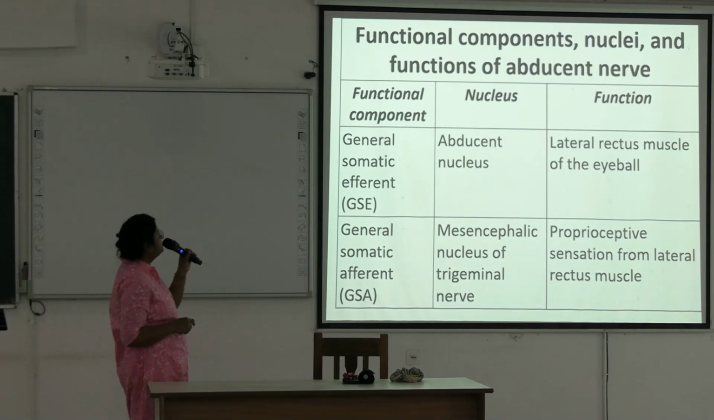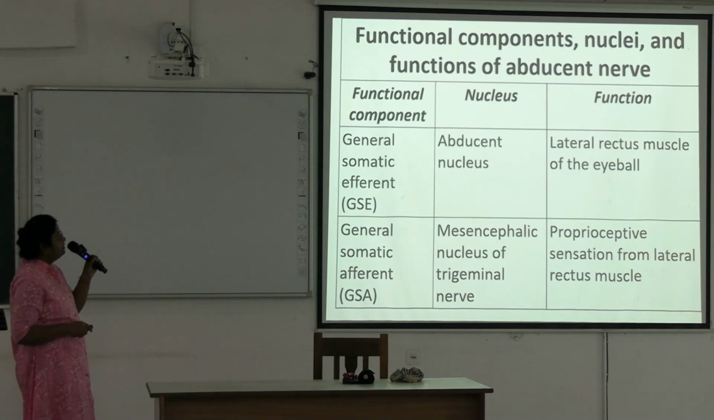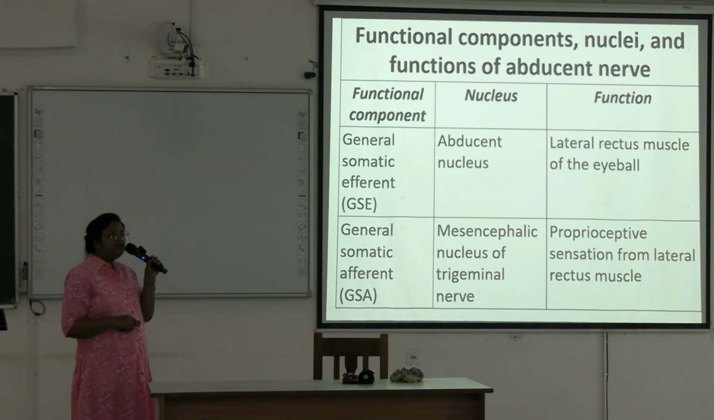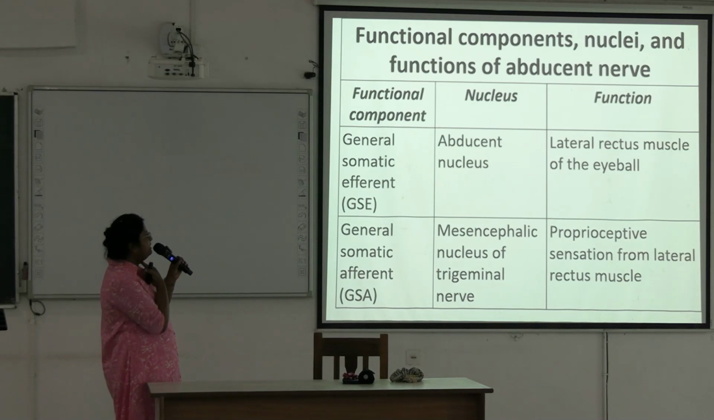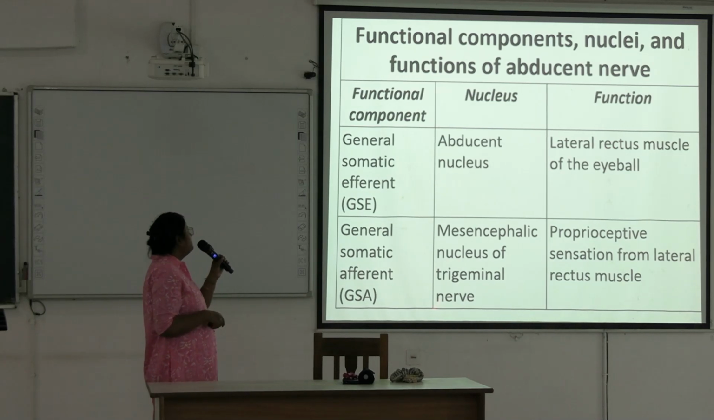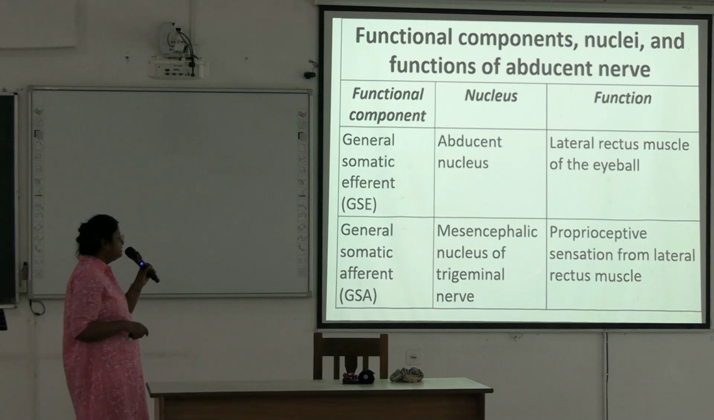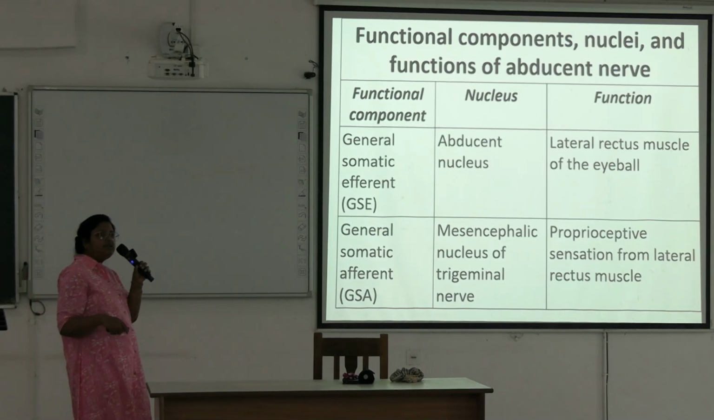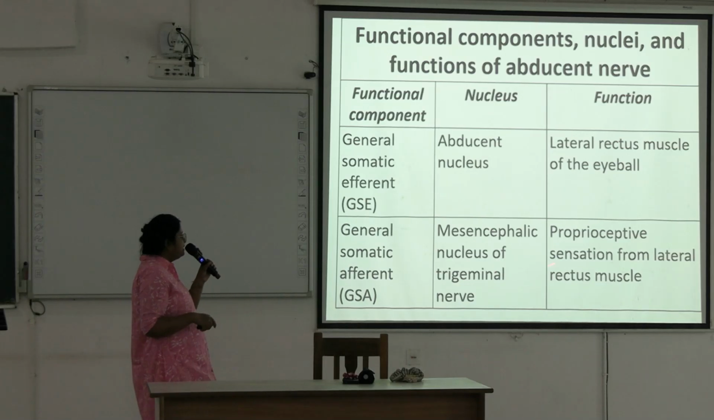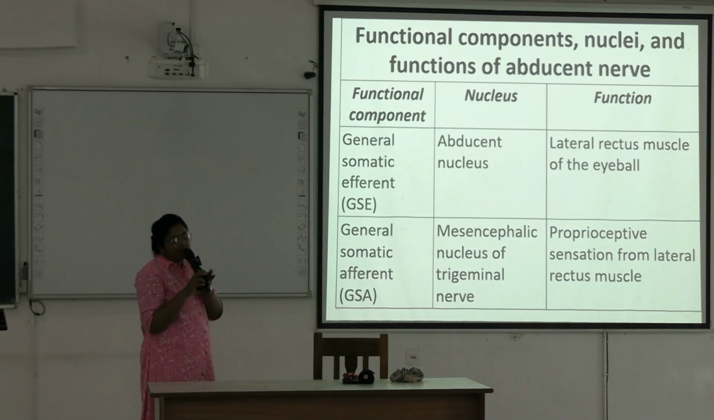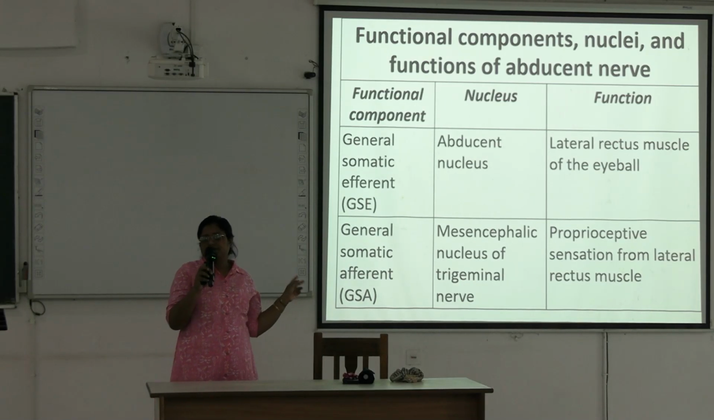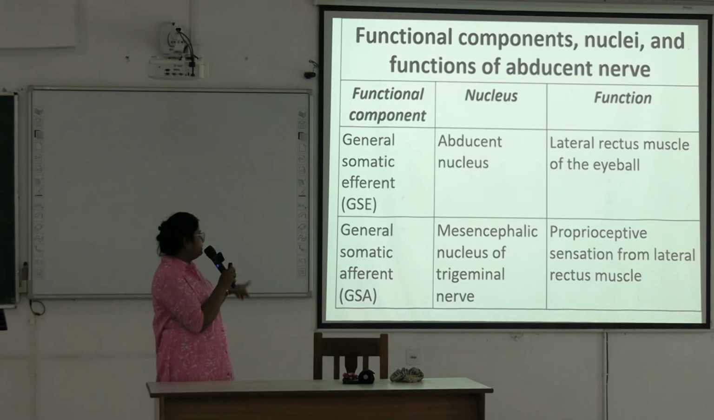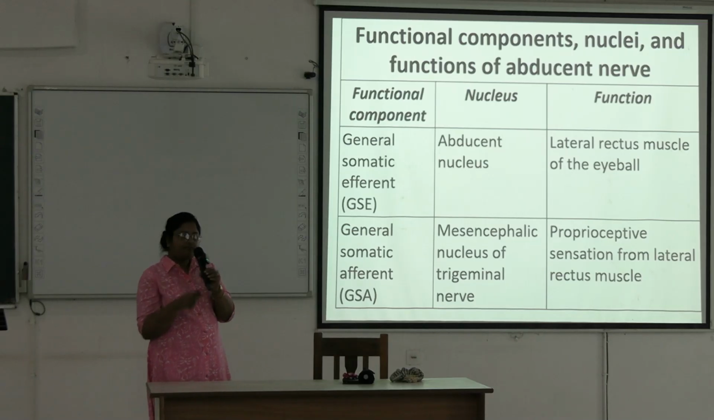See here, there are the functional components, nuclei, and their functions. The general somatic efferent nucleus is the abducent nucleus. It supplies the lateral rectus muscle of the eyeball. Next is general somatic afferent. It carries proprioception from the lateral rectus muscle, involving the mesencephalic nucleus of the trigeminal nerve. And note down that all the proprioception relays in the mesencephalic nucleus of the trigeminal nerve. Okay. Next.